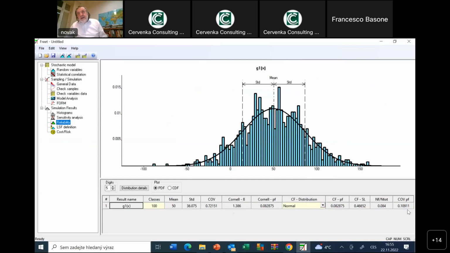The coefficient of variation of this probability decreased only to 10%. So it's a much better estimate, right? Then I will show you something else.